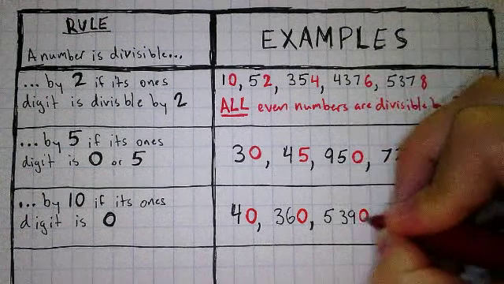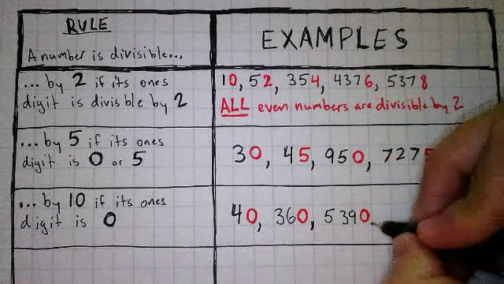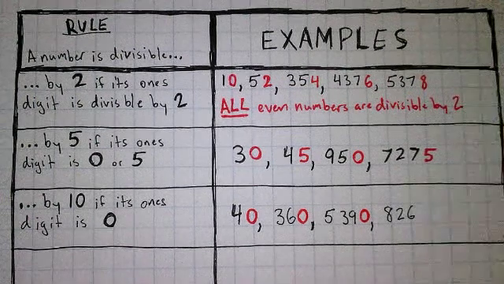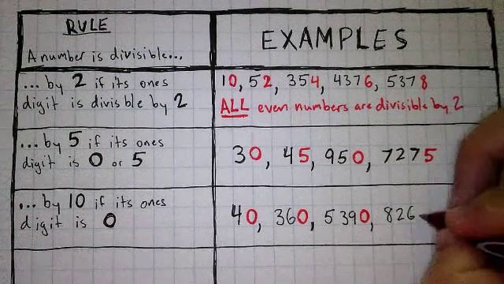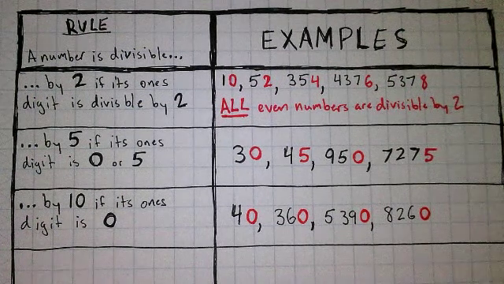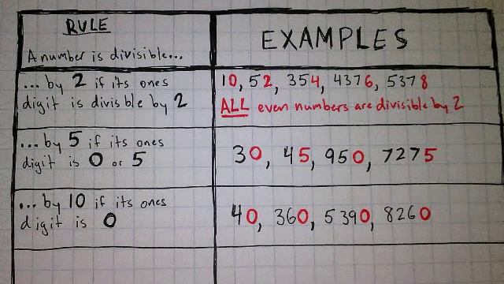5,390. 8,260. See, so it does not matter how big the number gets. If it ends in a 0, it's going to be divisible by 10.